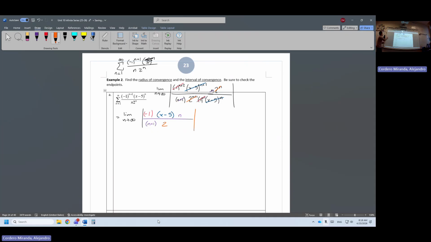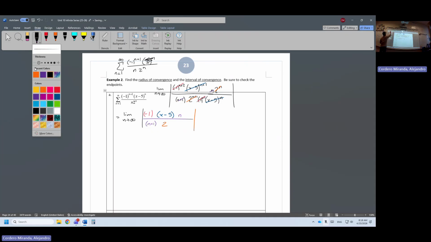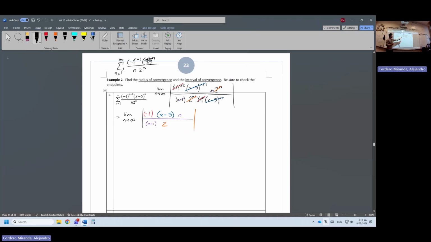Okay. Then, remember, where we're headed is that the ratio test says that if this limit is less than 1, then the series will converge. That's where we're headed. So keep that in your brain for a second from now.